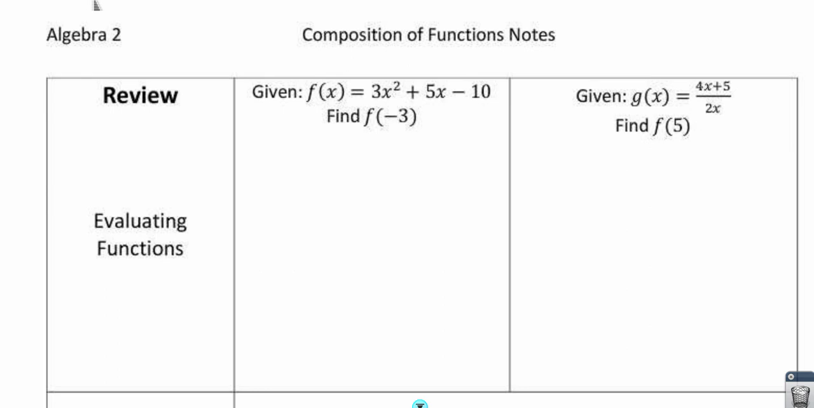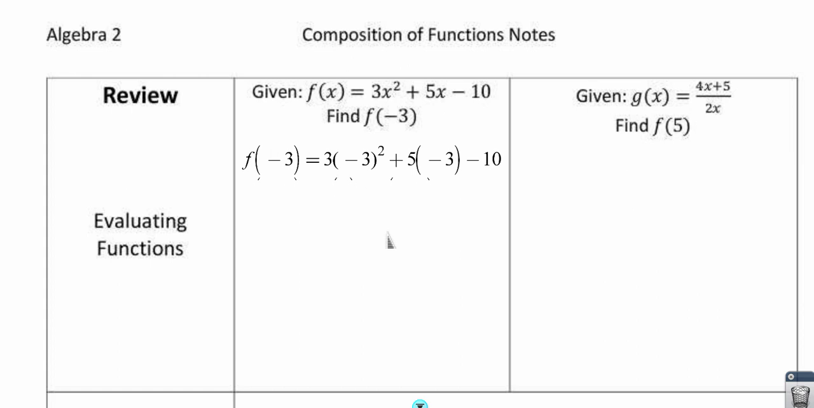For this video, we're going to be discussing composition of functions. To start, we're going to review evaluating functions. If you remember, evaluating a function is simply taking a function like f of x equals 3x squared plus 5x minus 10 and plugging in a number. In this case, we're going to use negative 3 wherever we see an x.